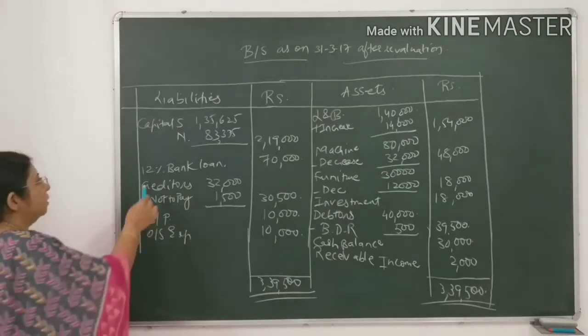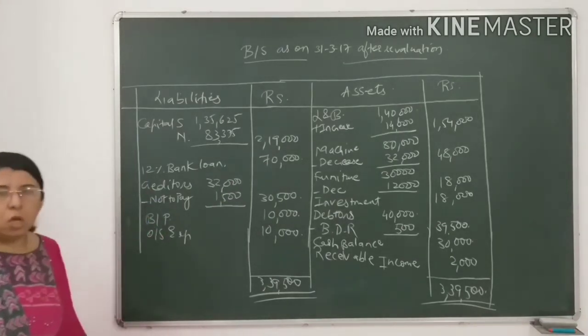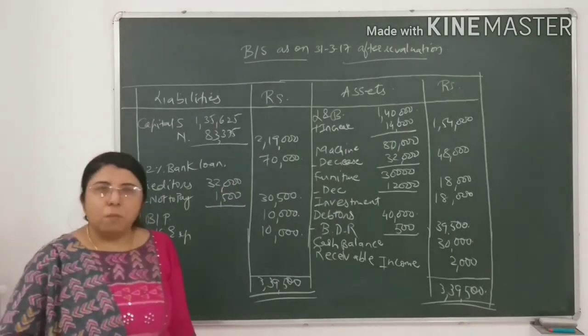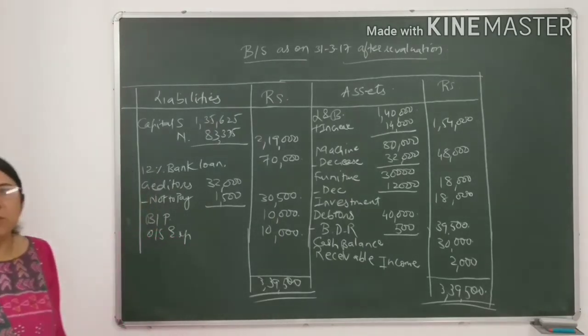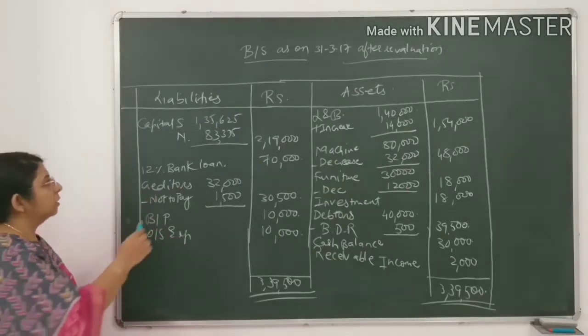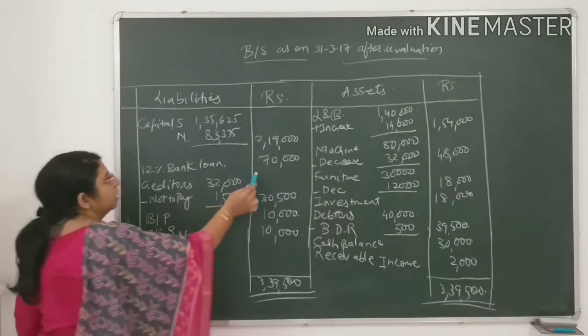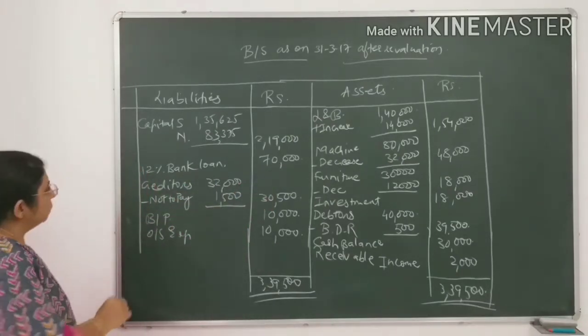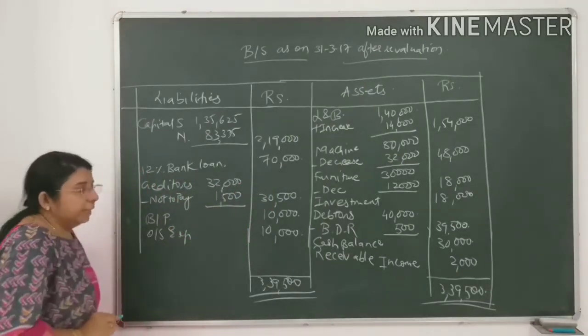Now the next entry, that is 12% bank loan. No adjustment was given on the bank loan. So as it is, we have written from the question balance sheet that is given, 12% bank loan, that is rupees 70,000. Next entry, that is creditors.